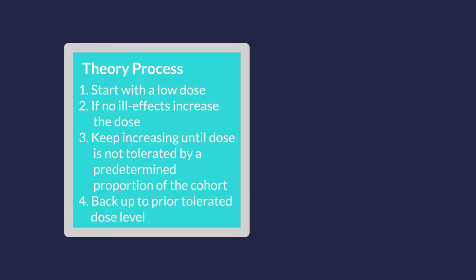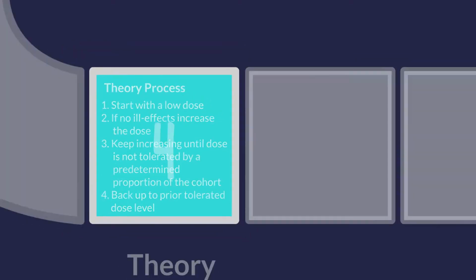So it's starting with a low dose. If there are no ill effects, they're going to increase the dose. Then keep increasing until a dose is not tolerated by a predetermined proportion of the cohort. And from there, you back up to a prior tolerated dose level. So if you think back to the prior talk on trial designs and the video on the Fibonacci sequence, you can see where this 3+3 or this stepping came from. And that was sort of the idea generation for these escalated dose designs.